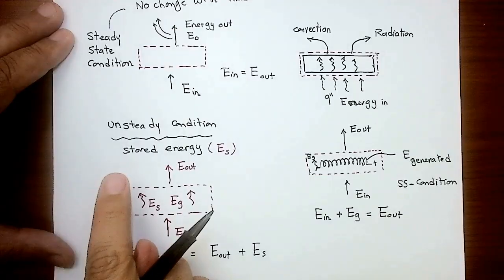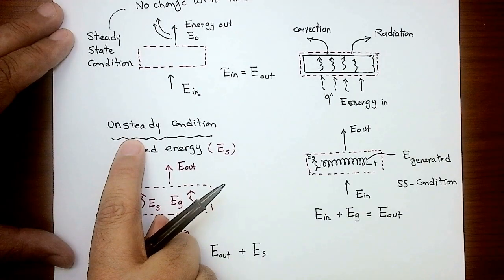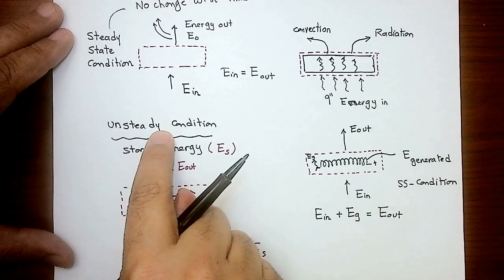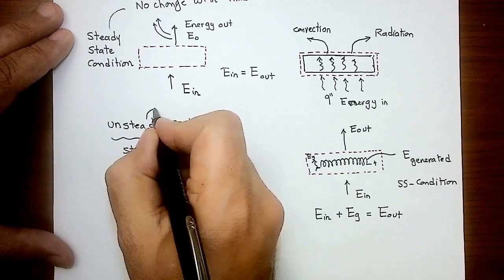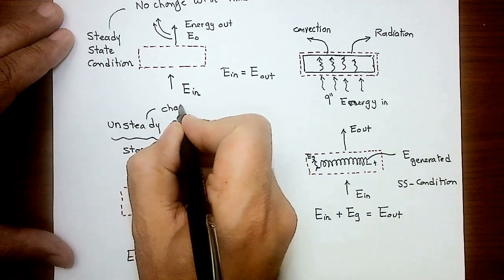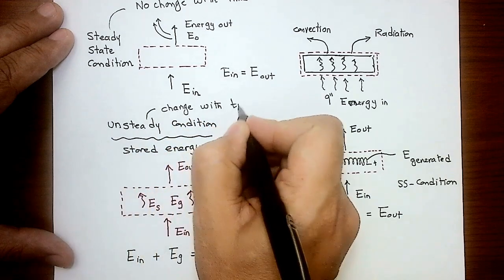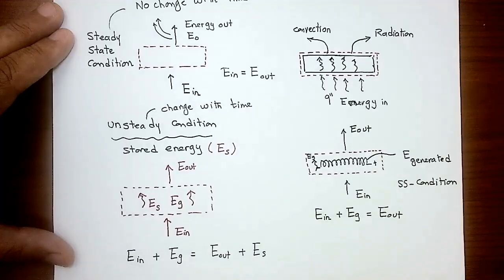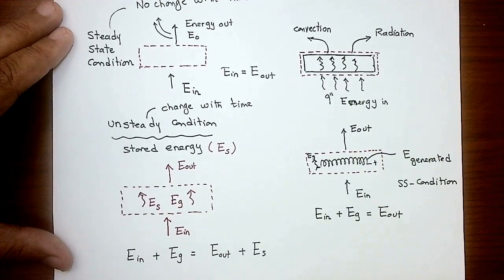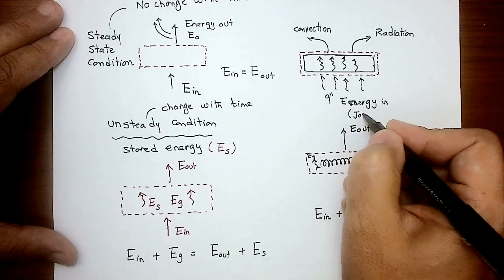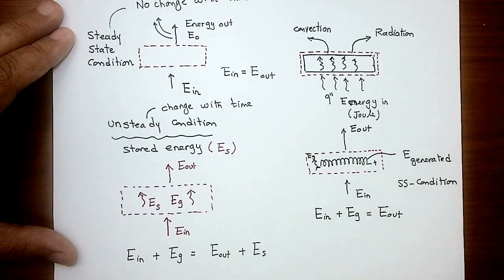So when I say unsteady, this means that whatever you are talking about, energy, pressure, temperature, anything that changes as a function of time, it's called unsteady conditions. So this means that it changes with time. So the time already exists in the problem, which means that in reality, we know that energy, what's the unit of energy? It's usually joule, right? Or kilojoule or megajoule or whatever.